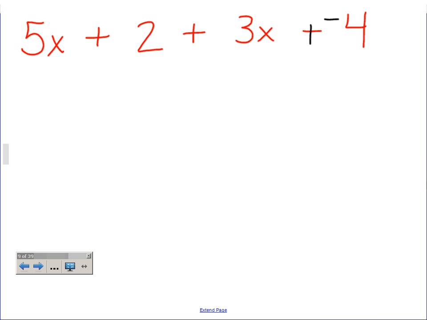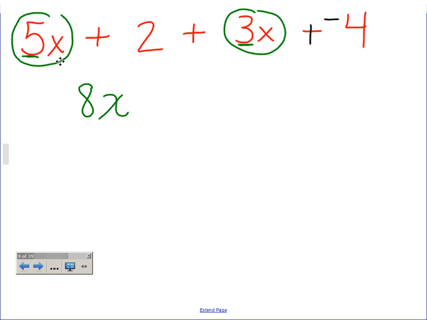Second thing, I'm going to look for like terms, and I'm going to circle them. So I'll start with my x's. I have a 5x here. I have a 3x here. Okay, those are like terms. I'm going to put them together by adding their coefficients. So 5 plus 3 gives me 8 x's. I like to cross them off after I use them so I know that I've used everything.